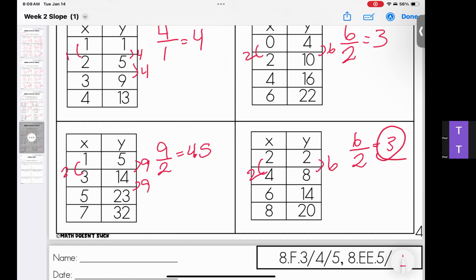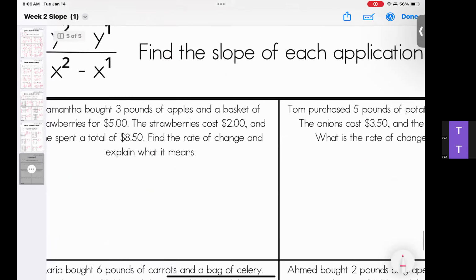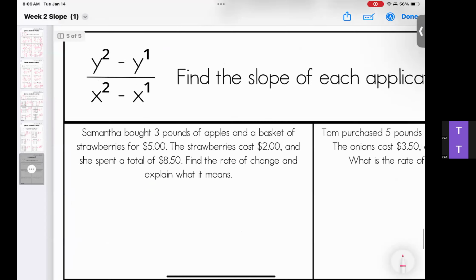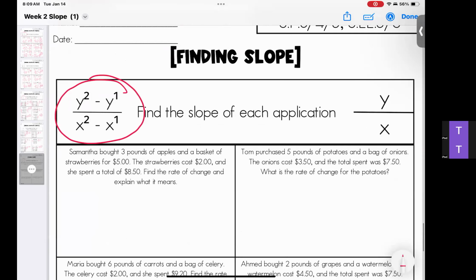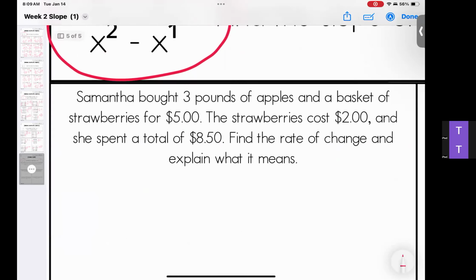All right, this last part is probably the one where you decided I was not your favorite, because you had to put in a little bit more effort because we are looking at applications. So have some options depending on the type of information you can pull out of this. Let's take a look. So it says Samantha bought 3 pounds of apples and a basket of strawberries for $5. The strawberries cost $2 and she spent a total of $8.50. Find the rate of change.